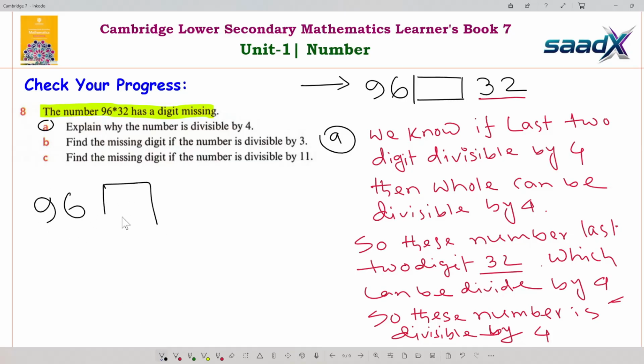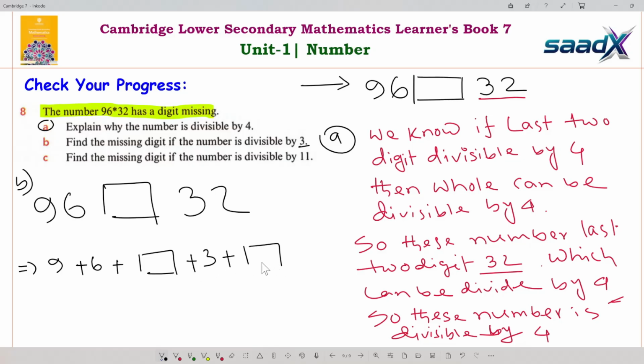9, 6, this one, 32. So we have to put that number, then we can decide this number can be divisible by 3. So what is the condition? Any number which is divisible by 3, the condition is first we have to add all the digits, like 9 plus 6 plus blank plus 3 plus 2. 9 plus 6 is 15, 15 plus 3 is 18, 18 plus 2 is 20.